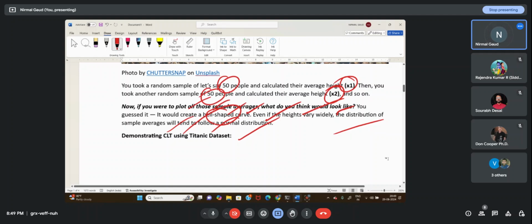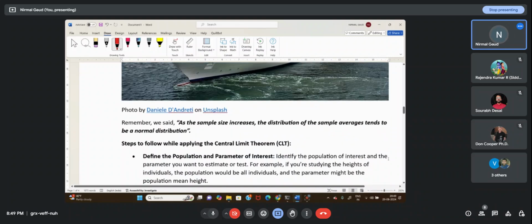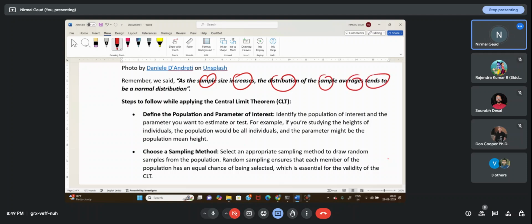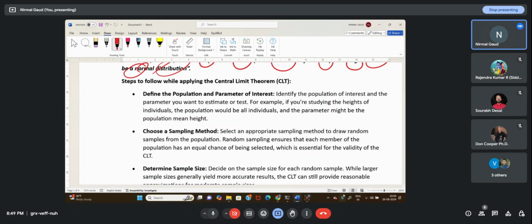Okay, fine. It's already proved. So as the sample size increases, the distribution of the sample average tends to be normally distributed. This is a property. All right, so now the various steps which the central limit theorem follows.